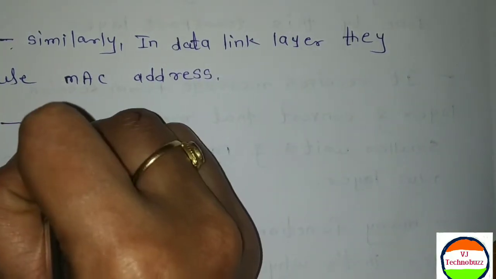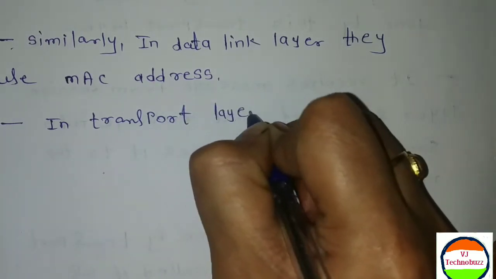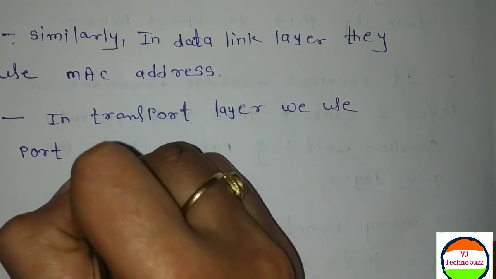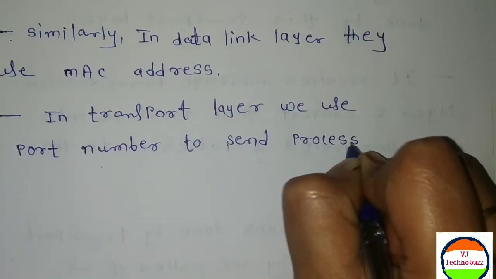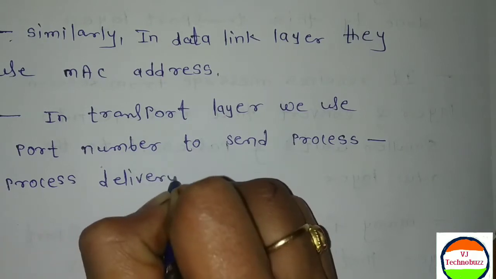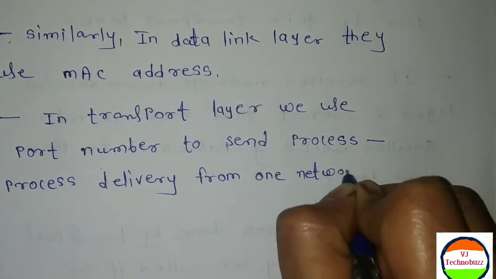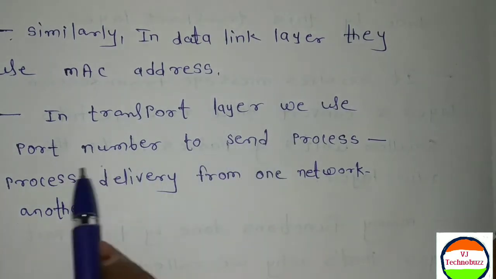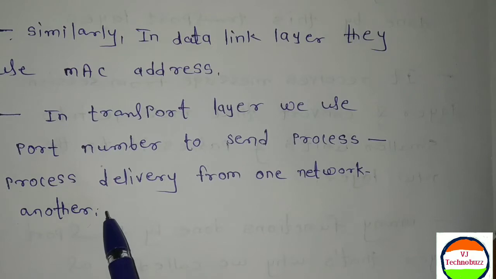So in transport layer we use port number to send process to process delivery from one network to another network. This is the very important function of transport layer.